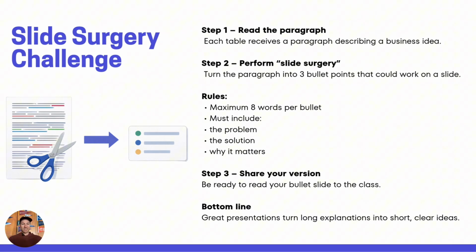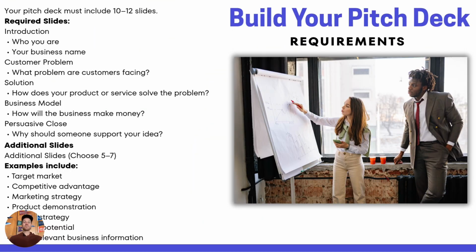They need to remember the rules. Each bullet point can have no more than 8 words. Your note card must include the problem, the solution, and why the idea matters. And the goal is to practice turning long explanations into clear, simple slide ideas. I then give them about 2 to 3 minutes to work as a group to take that big text, cut it down to 3 bullets. And then after they're done, a few groups will share their bullet points with the class so we can see how different groups simplified the same idea. And this is the skill that good presenters use. They don't just put giant paragraphs on all the slides, they simplify the ideas into bullet points that they can easily just talk about. Again, that's an activity, that last piece that I was just talking about.